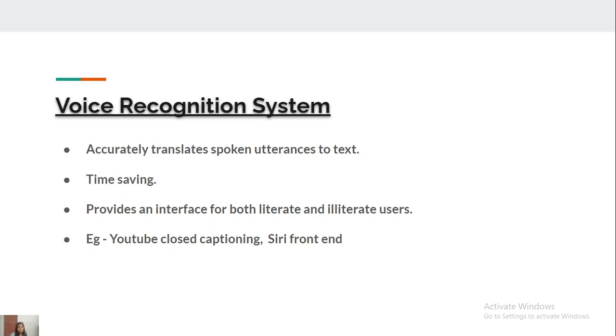Now, some of the well-known examples you may be familiar with are YouTube's closed captioning. It has an automatic speech recognition engine running. It actually produces the corresponding transcripts for speech, audio, and video clips. Siri, Cortana, Google Voice, all of their front ends are automatic speech recognition engines.